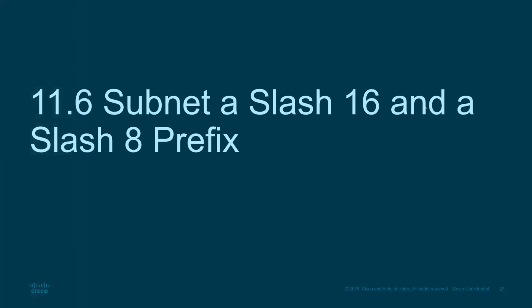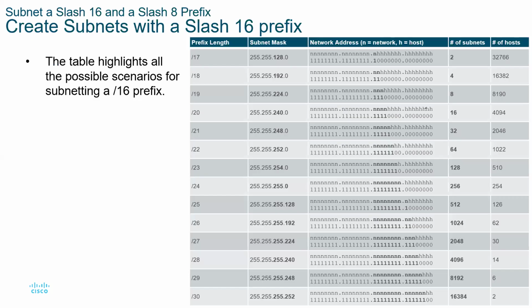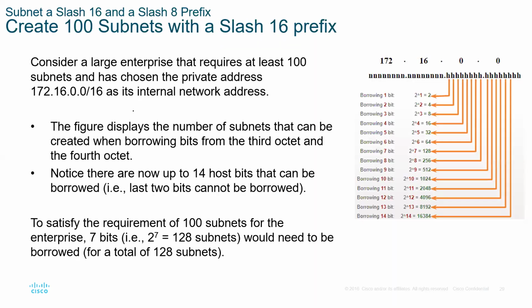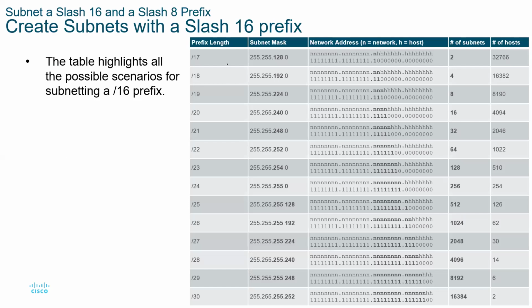Let's move quickly so that we can have practical examples. Subnetting a /16 and a /8 prefix. All right, what do we have here? Okay, so let me move this. The table highlights all the possible scenarios for subnetting a /16. So originally we have a /16 network and we want to subnet.